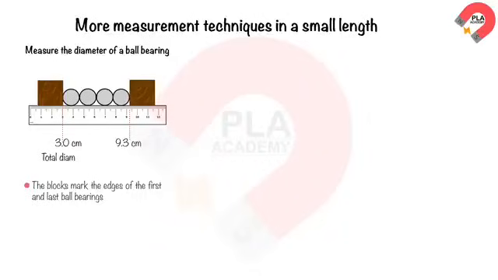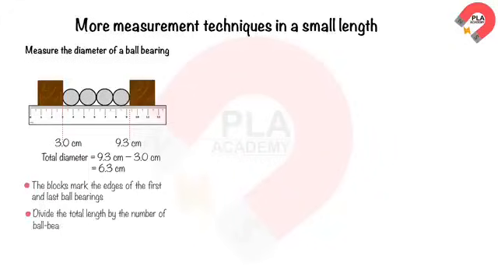So, the total diameter is 9.3 minus 3, which is equal to 6.3 centimeters. Divide the total by the number of ball bearings. So, diameter equals 6.3 divided by 4, which is equal to 1.6 centimeters.